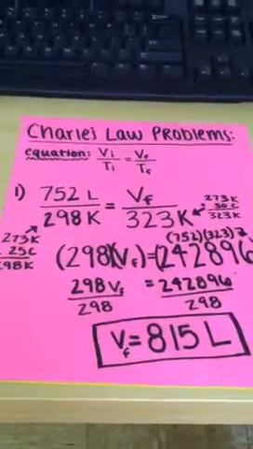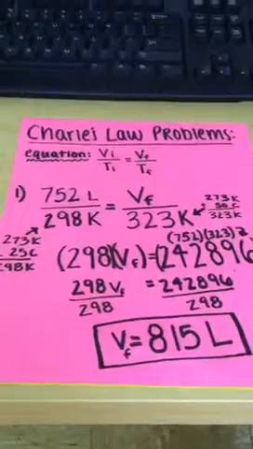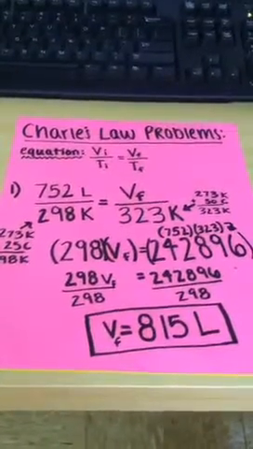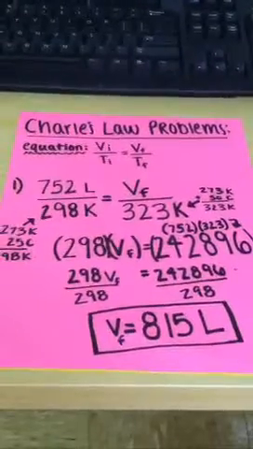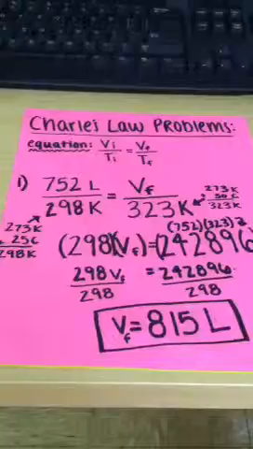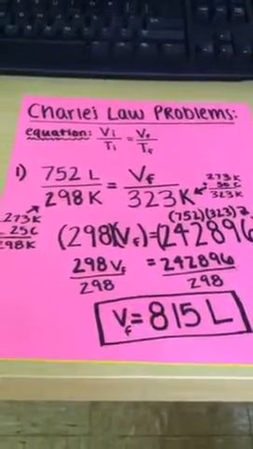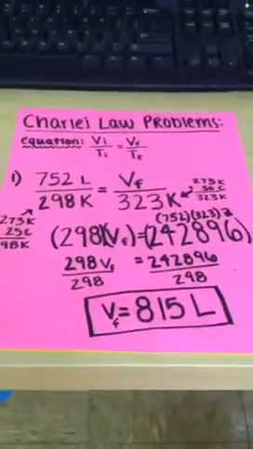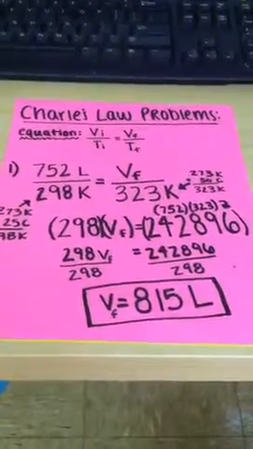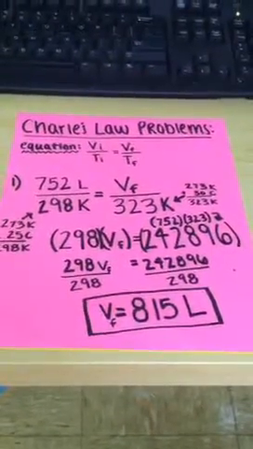Now you have to cross-multiply the 752 liters to the 323 kelvins, and you get 242,896. Then the 298 kelvins times the Vf, and you get just 298 Vf. Then you divide the 242,896 by the 298, and you get as the final volume 815 liters.